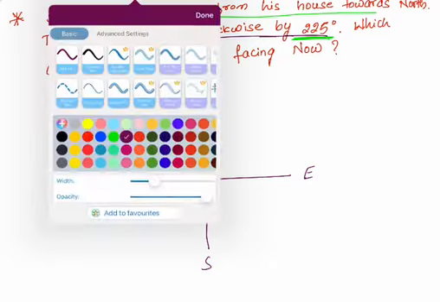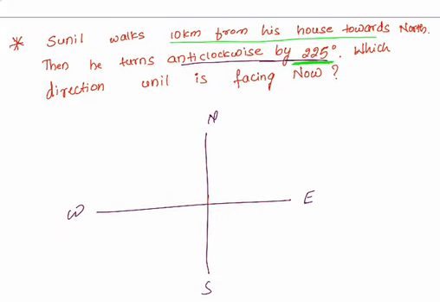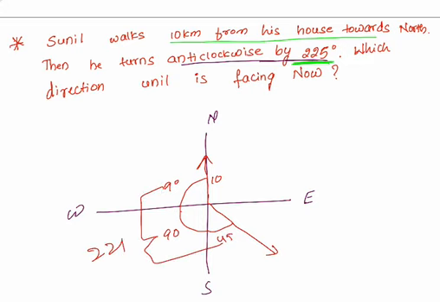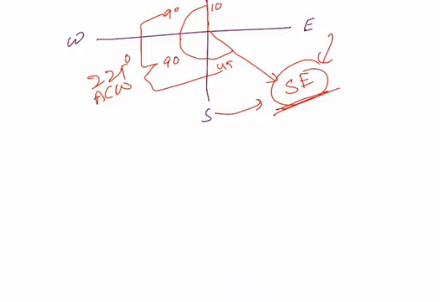Sunil walks 10 kilometers from his home towards north, and he turns anti-clockwise, which means here to here 90 degrees, here to here 90 degrees. This is 90, this is 90, and this is 45. Add all three, this is a 225 degree anti-clockwise movement. Now he is facing towards southeast, between south and east. Next question.